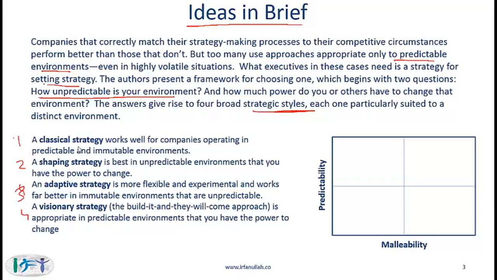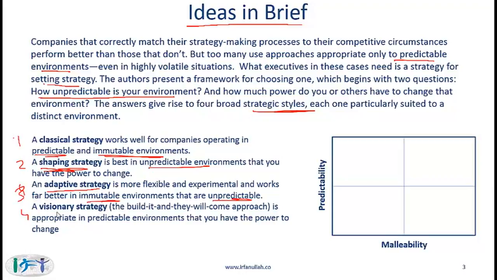A classical strategy works well for companies operating in predictable and immutable environments. Immutable environments would be environments where the malleability is low. In other words, you and your competitors cannot influence the competitive environment too much. The second strategy is a shaping strategy. This is best in unpredictable environments that you have the power to change. The third strategy is an adaptive strategy. This is more flexible and experimental and works far better in immutable environments that are unpredictable.